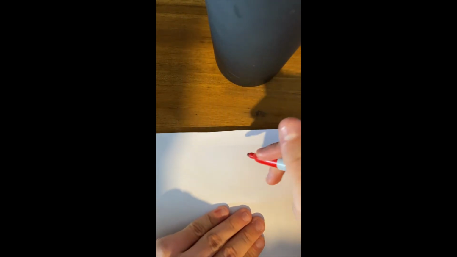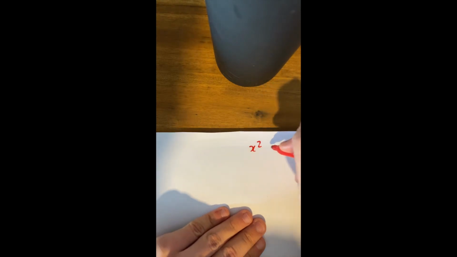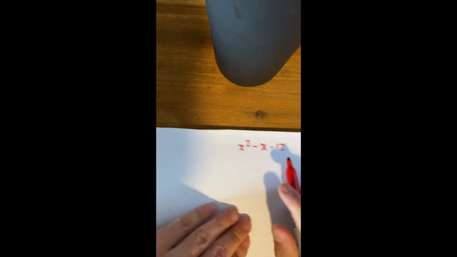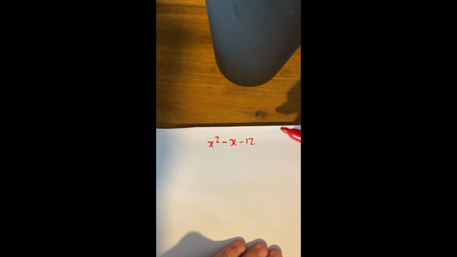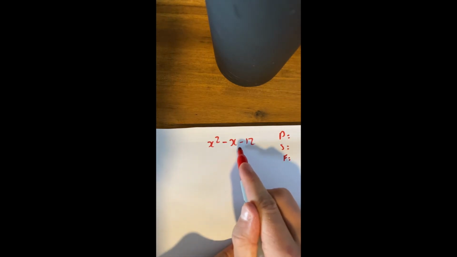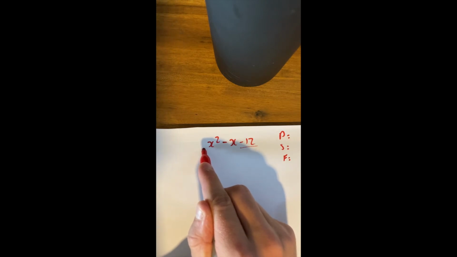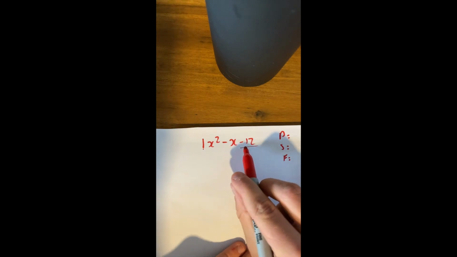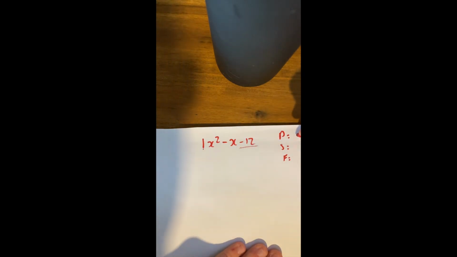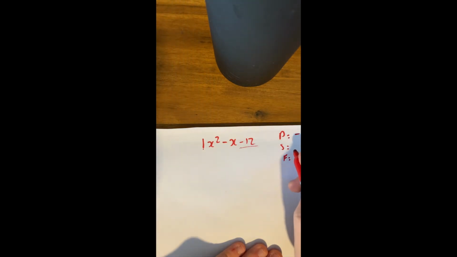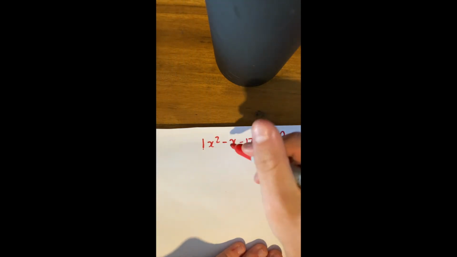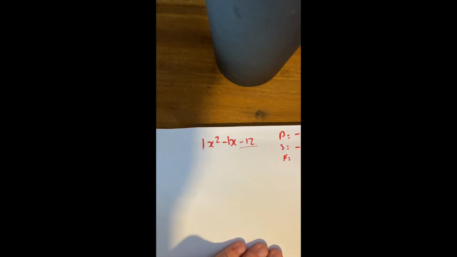If we have the quadratic x squared minus x minus 12, how can we factorize this into two parts? So like last time, we'll have the product, the sum, and the factor. So the product is this term here multiplied by the coefficient of x squared, which is just 1. So minus 12 times 1 is minus 12. The sum is simply the coefficient of x here, which is minus 1.